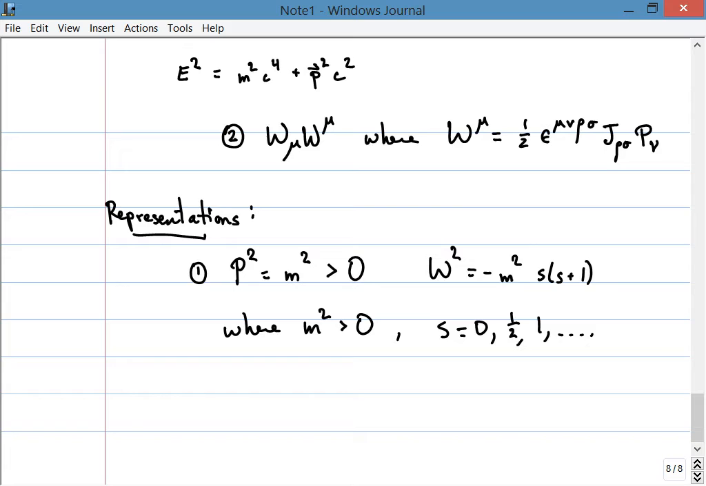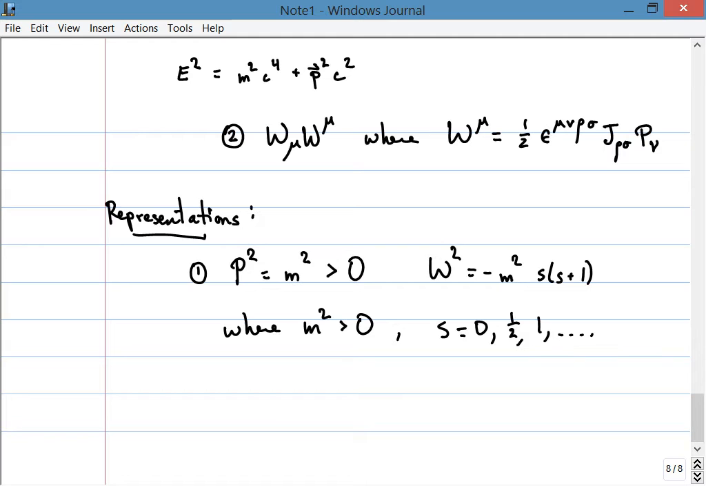So among other things, this is why nothing travels faster than the speed of light. Remember that in order for an object to travel faster than the speed of light, its mass squared would have to be negative. Are you guys familiar with that statement? This is why nobody believed the OPERA experiment last year, which said that neutrinos traveled faster than the speed of light, because among other things, it's not consistent with the symmetries of special relativity and quantum mechanics.